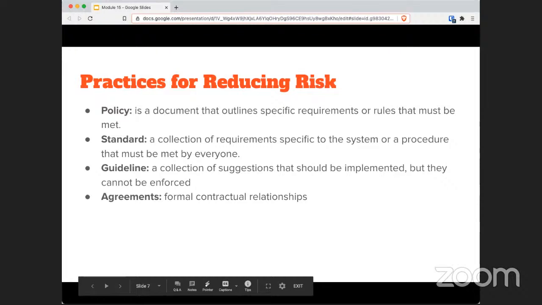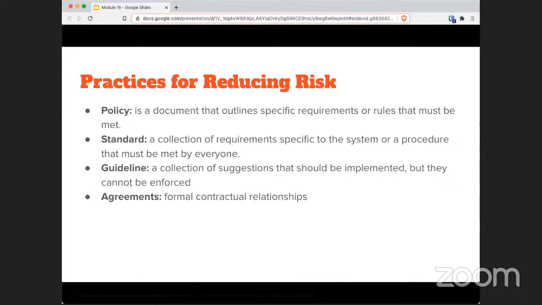Agreements are formal contractual relationships as they relate to security policy and procedures. Professionals should be acquainted with service level agreements, or SLAs, blanket purchase agreements, BPA, memorandum of understanding, MOU, interconnection security agreement, and non-disclosure agreements. Risk can be reduced by having procedures that affect the hiring and termination of personnel, such as background checks and exit interviews.